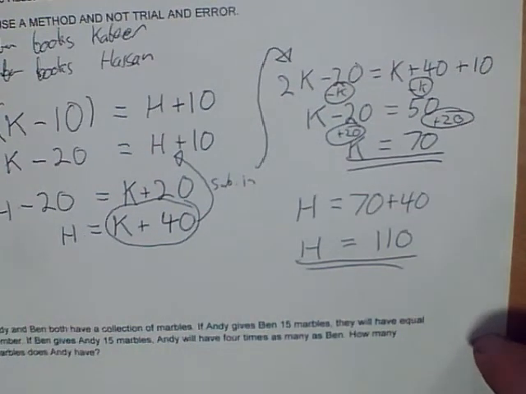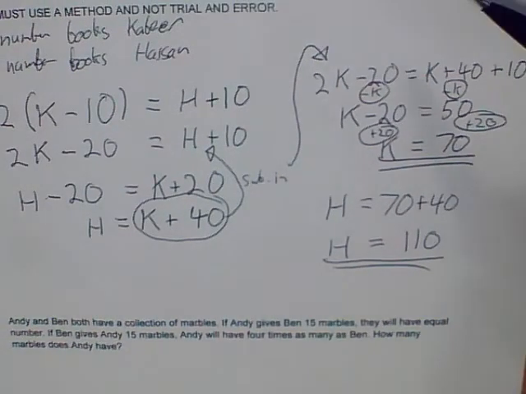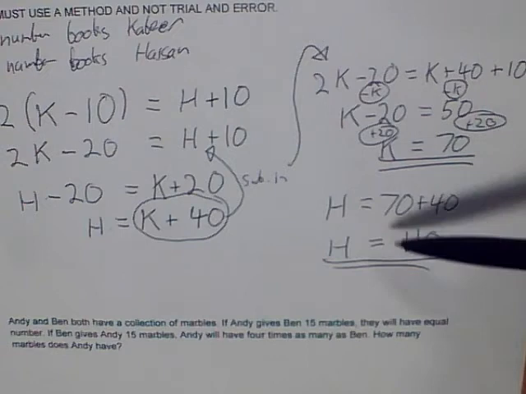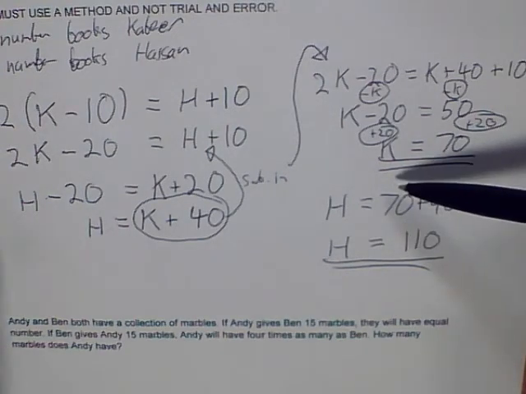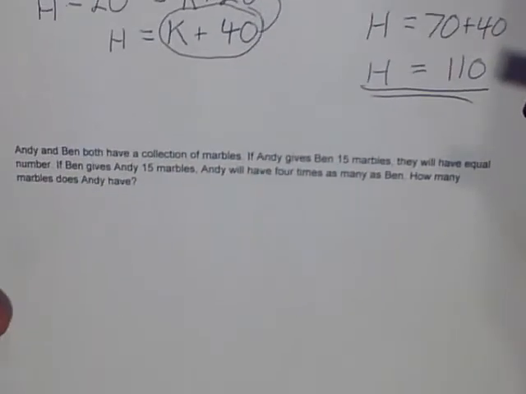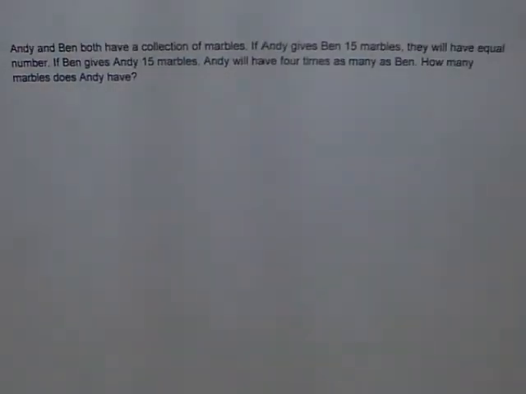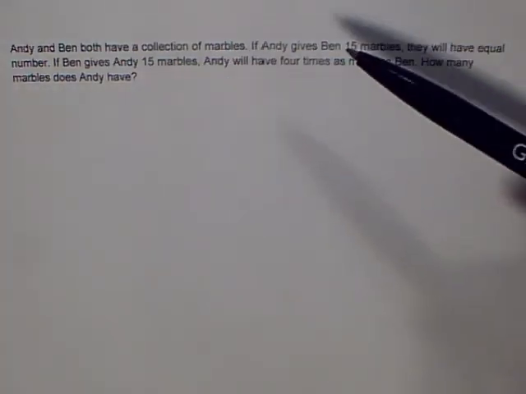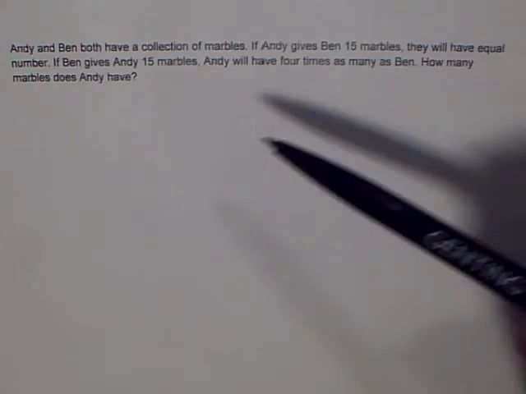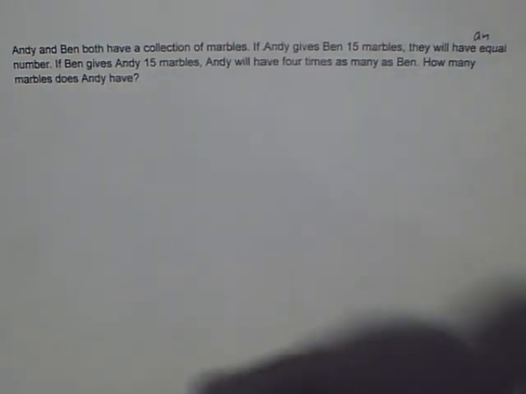There you go. This type of question is probably the most tricky simultaneous equations type question that I've seen, and it's very similar to that one which you had to do, which I struggled to think about correctly at first. I think, remember, Andy and Ben both have a collection of marbles. If Andy gives Ben 15 marbles, they'll have an equal number. If Ben gives Andy 15 marbles, Andy will have 4 times as many as Ben. How many marbles does Andy have?